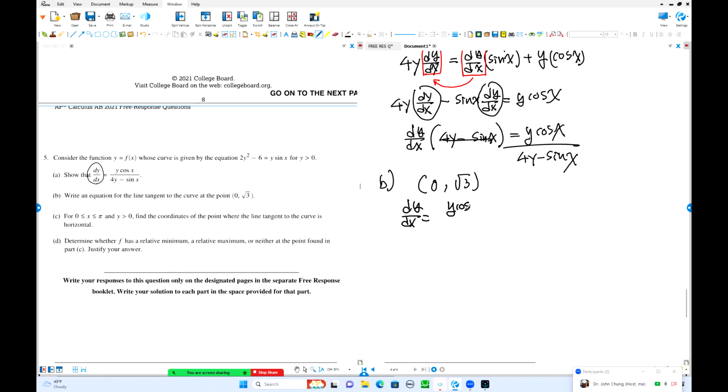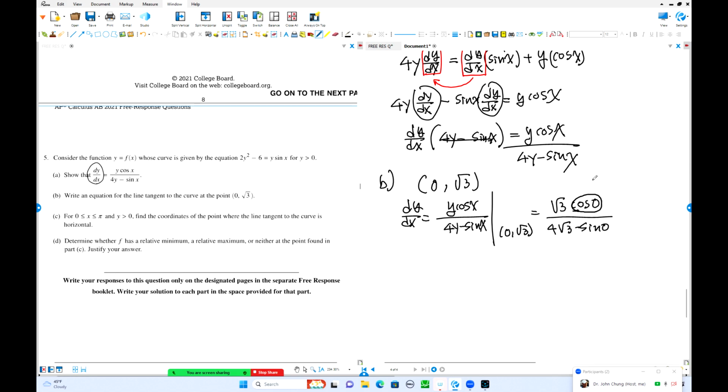dy/dx is y cosine x over 4y minus sine x. The slope needs both numbers, x and y, together. X is 0, y equals square root 3. Put these numbers in, because dy/dx is in terms of x and y. So y is square root 3, x equals 0: square root 3 times cosine 0, over 4 square root 3 minus sine 0.